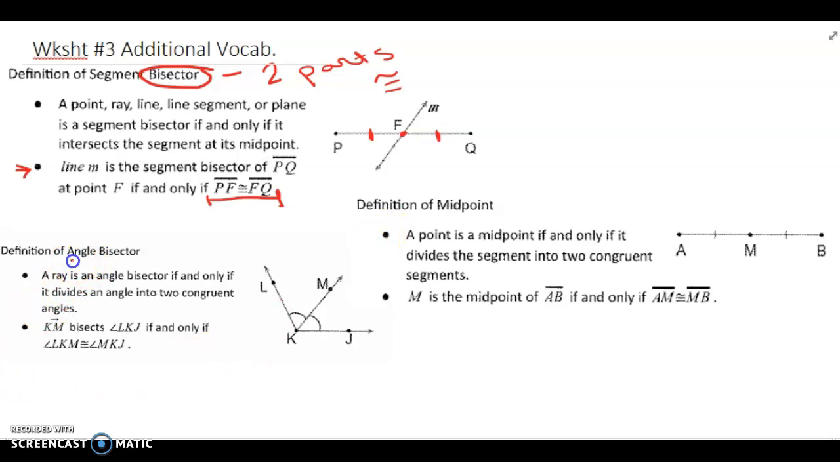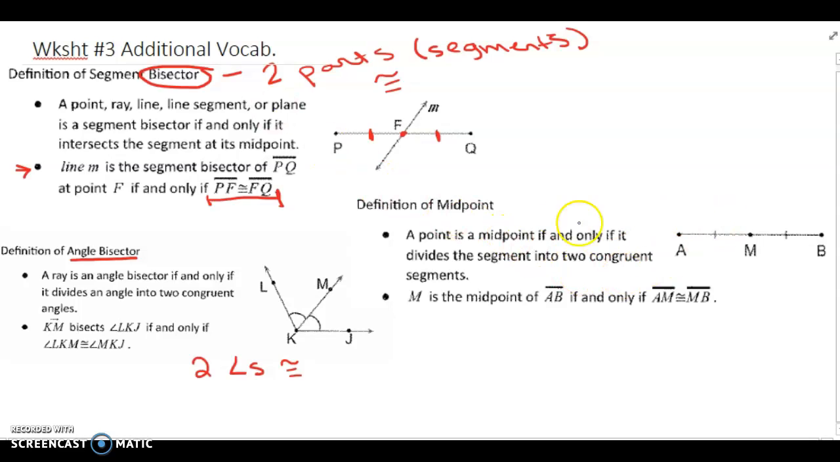Guys, this is the same thing for an angle bisector, except now you're bisecting an angle. So on a segment bisector, you have 2 parts, and those parts are segments that are congruent. And on an angle bisector, all you have are 2 angles that are congruent. Okay, so segment bisector and angle bisector, that's what those tell you.